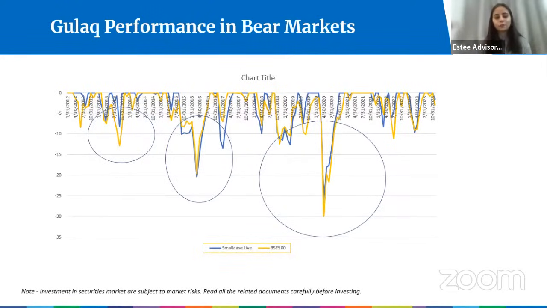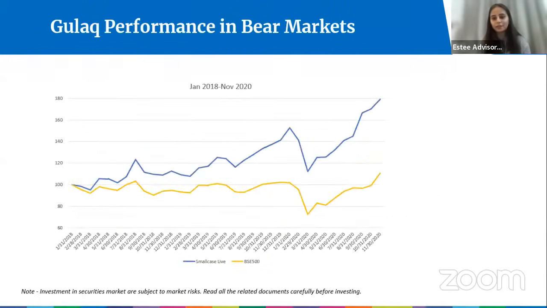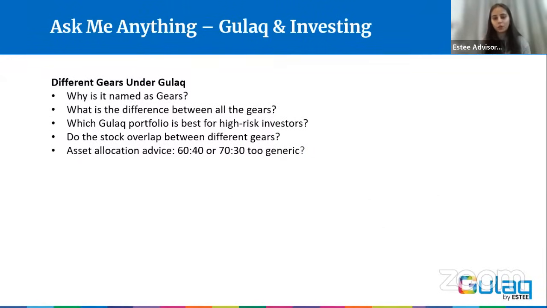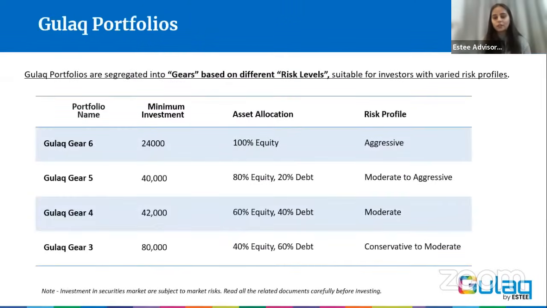No, Vivek, I think a lot of people again wanted to know the future performance, future returns, but we can't comment on that as I've already mentioned. So the next topic that we would want to cover is the different portfolios. We have four portfolios: Gulaq Gear 3, 4, 5, and 6. A lot of people, including Anil, Shambhavi, Himanshu, Piyush, and Amit, want to know the difference between these portfolios and what kind of investors should invest in them.